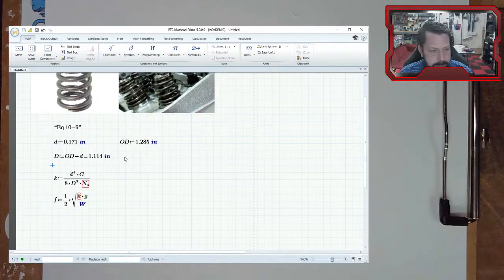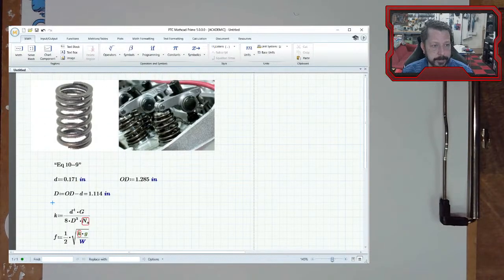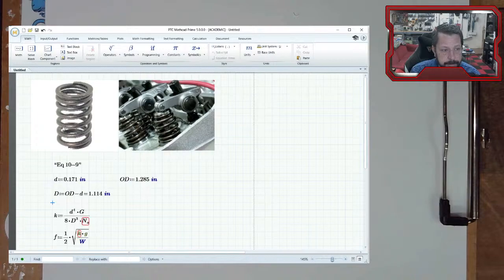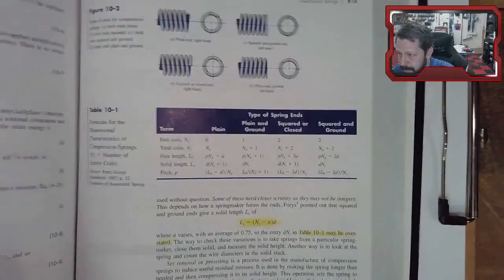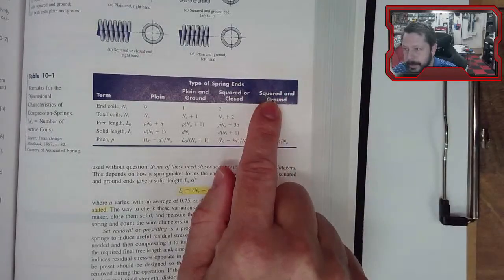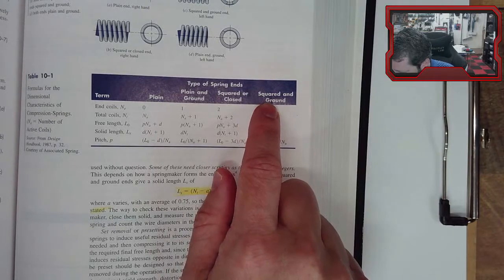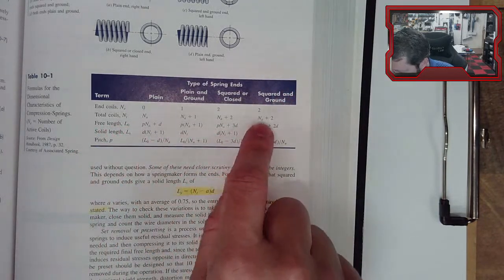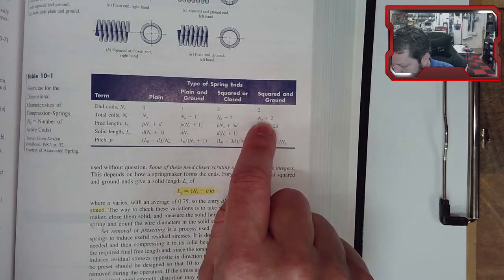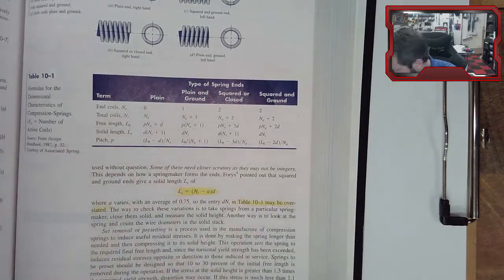We need the number of active coils. So if you look at this picture that we're using, this is closed and ground. So the total number of coils is 1, 2, 3, 4, 5, 6, 7. But then with closed and ground, you subtract 2 to get active coils. If you don't remember that, table 10.1 has all of that. So closed, or they call it squared and ground. A lot of times I call it closed and ground, sorry. So squared and ground, the number of active coils is Na plus 2. Active coils plus 2 equals the total number of coils.